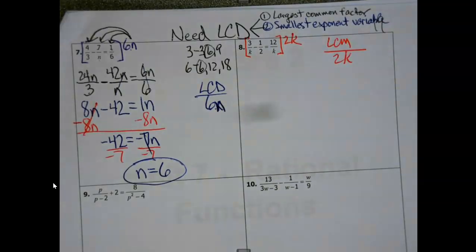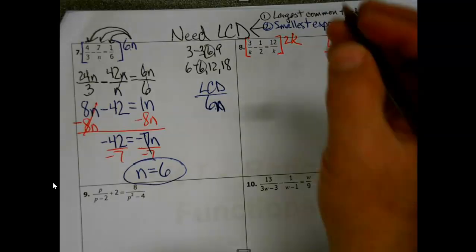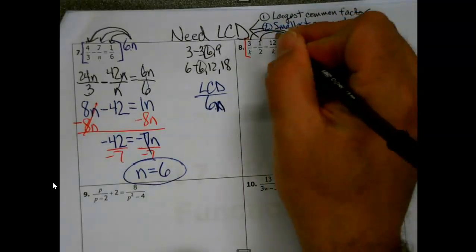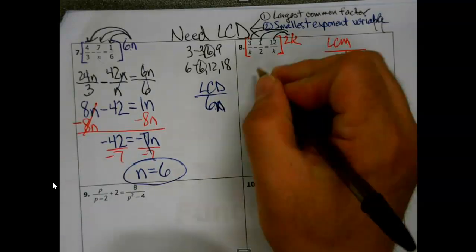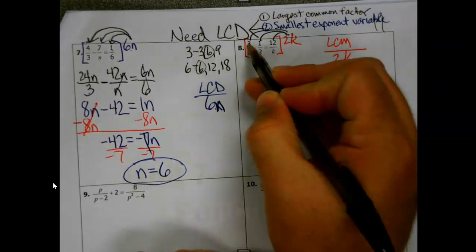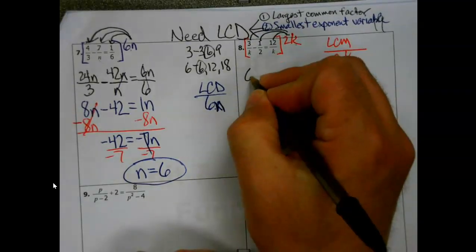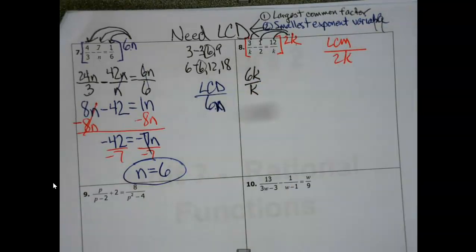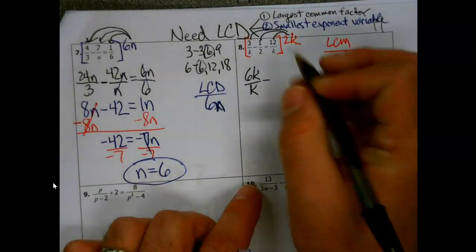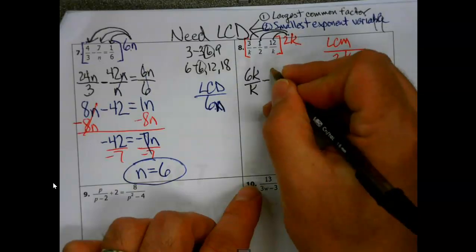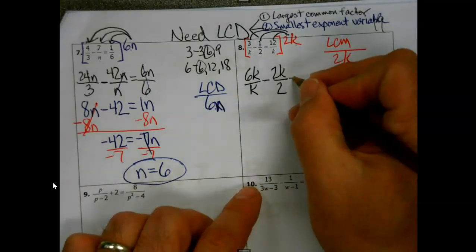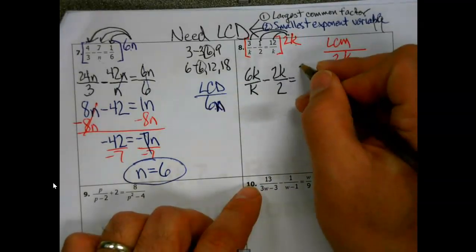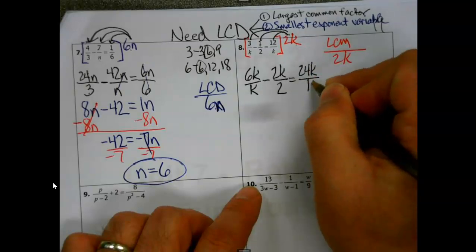When I do my 2k, just like yesterday with the 6n, you're multiplying the 2k times the numerators. So 3 times 2k would be 6k. The denominator's still there for the moment, especially with notes. We want to see how everything's working. -1 times 2k would be 2k. We get that in there. And then 2k times 12 would be 24k divided by k.